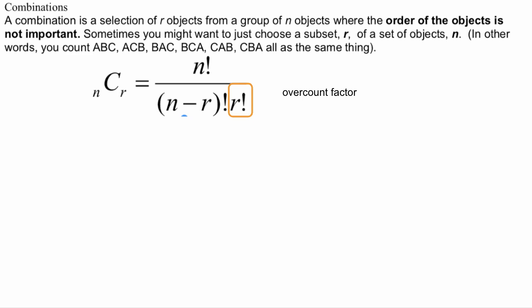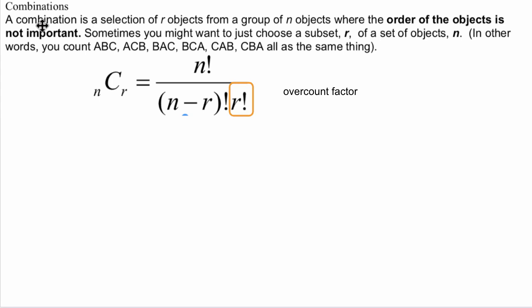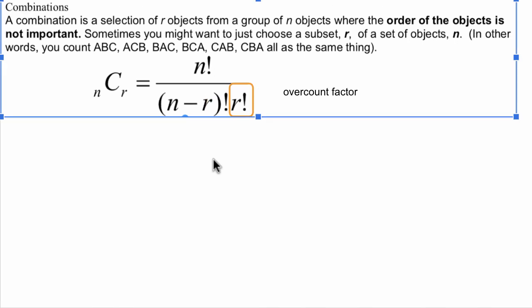And so here's the formula for combinations. Formally, a combination is a selection of r objects from a group of n objects where the order does not matter. If that phrase is confusing, think about it like, is ABC the same as BCA? If I don't want to count them separately, that's combinations. If I should count each arrangement as different, that'd be a permutation. In other words, you count ABC, ACB, BAC, BCA, CAB, and CBA all as the same thing. Order doesn't matter, these all count as one thing, that's a combination. If you want them to count as separate things, that's a permutation.